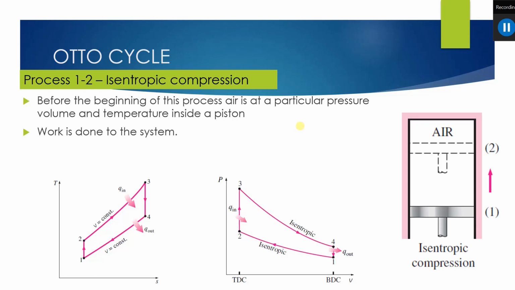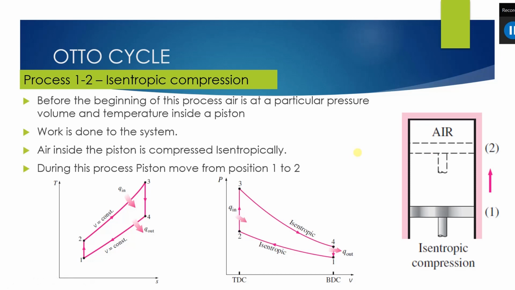An external work is done on the system in this process. Because of that, the piston moves from point 1 to 2 and the air is compressed inside the cylinder, and the volume decreases. The temperature inside the cylinder increases, and the pressure also increases from 1 to 2.